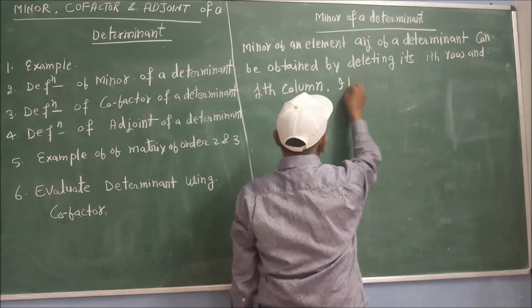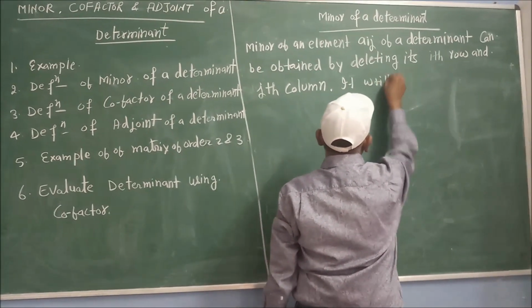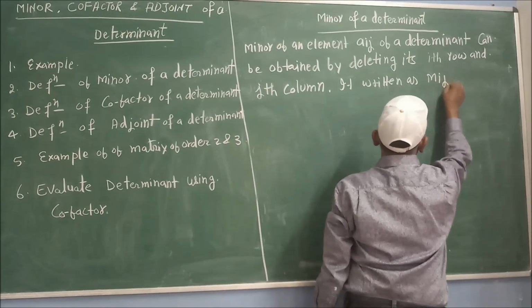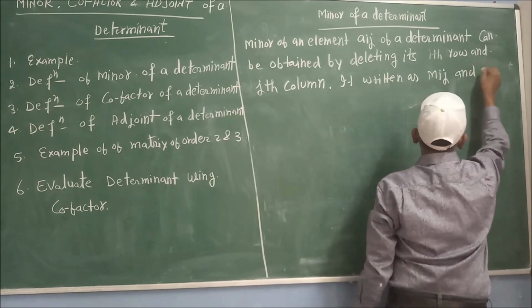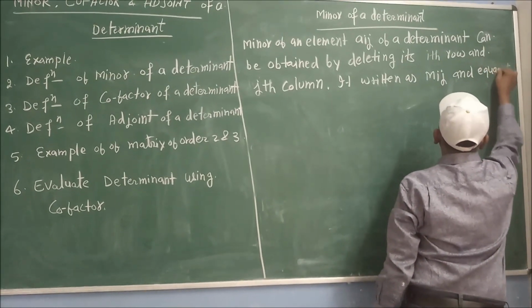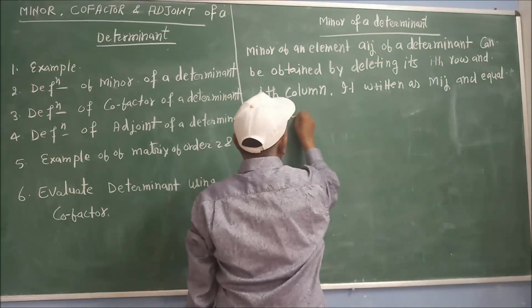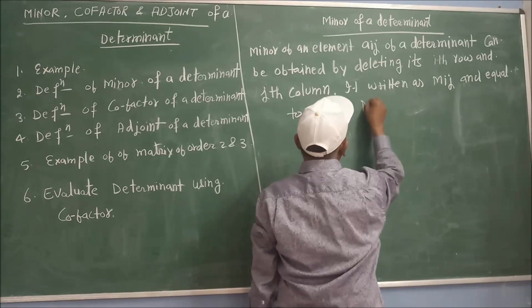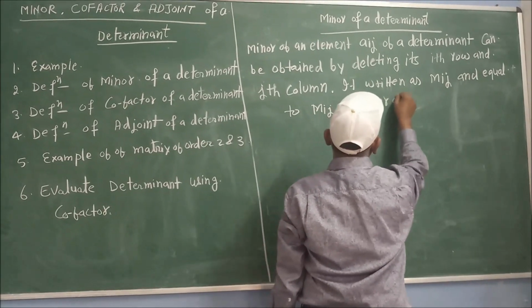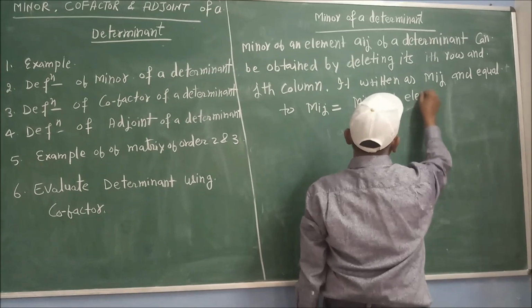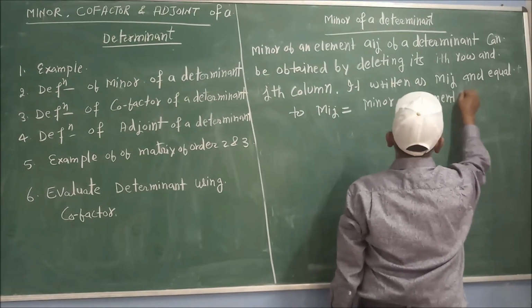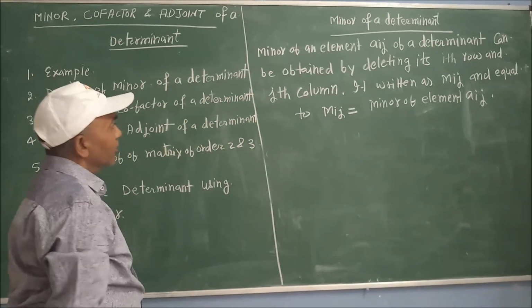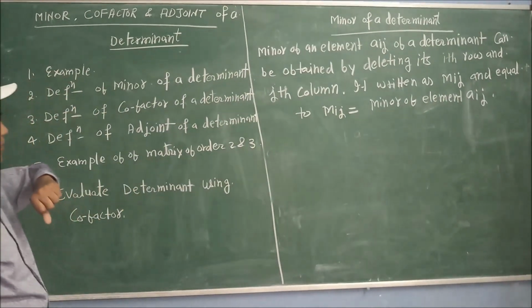It is written as Mij, and Mij is equal to minor of element Aij. So this is the definition of minor of a determinant.